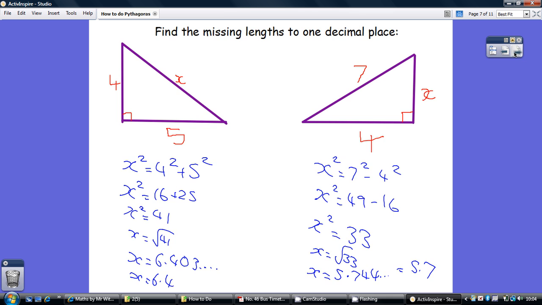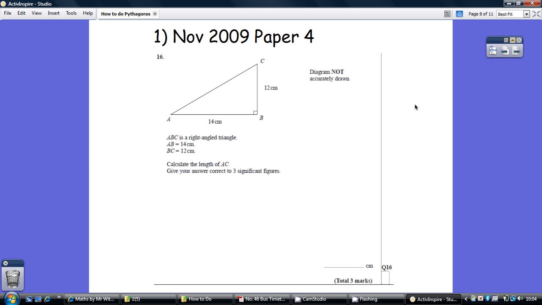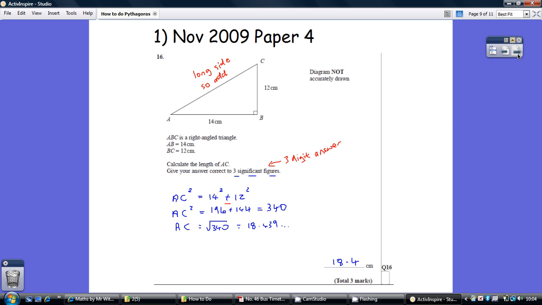Here's a GCSE question for you to try. The solution will be in a couple of seconds, so pause now to have a go. Here's the solution. Key thing was to realise you're working out the longest side, so it was an adding question.